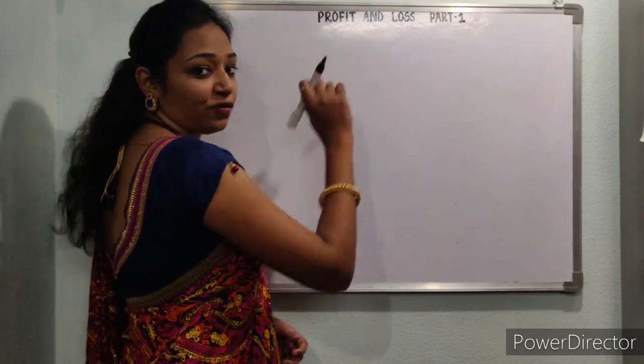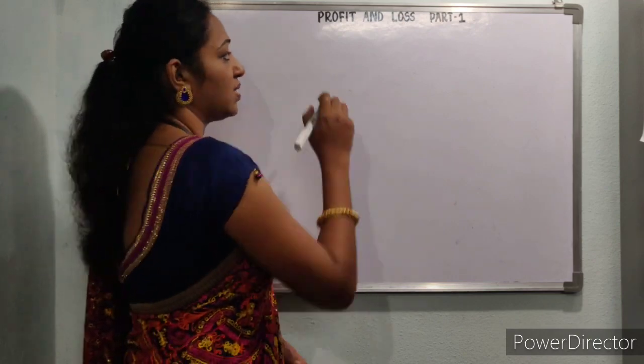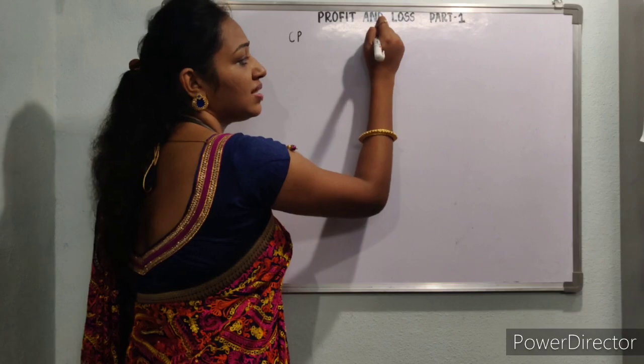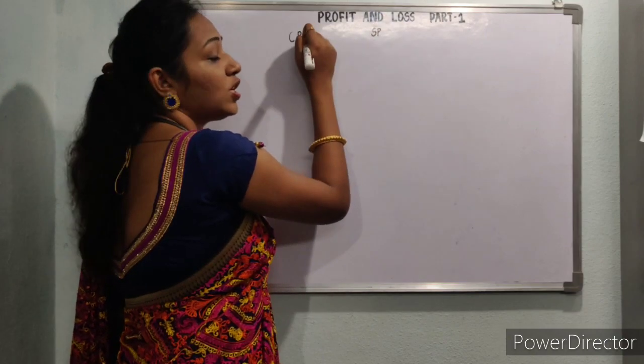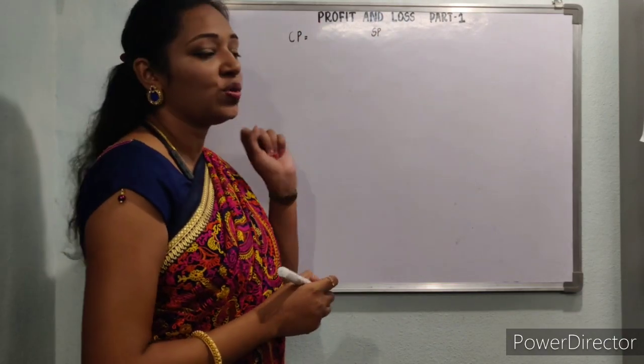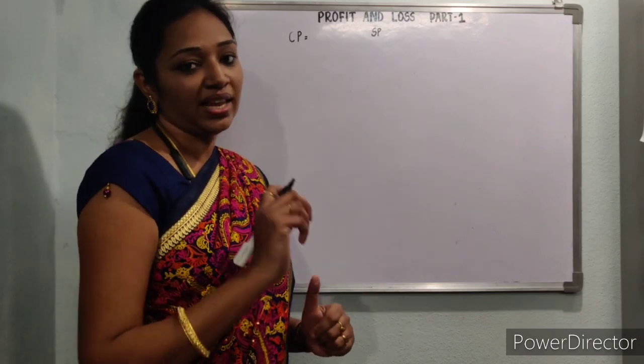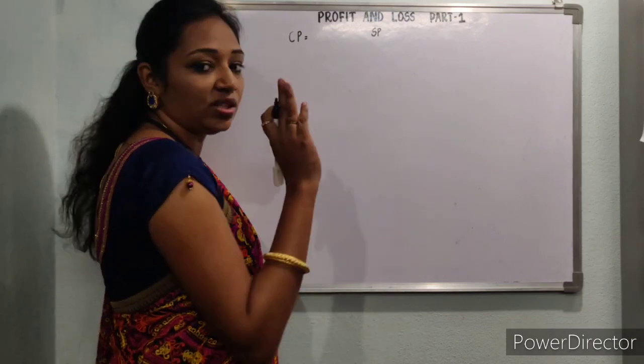Before knowing what is profit and loss, you have to know two terms. They are what is a cost price and what is a selling price. So cost price is the price for which you buy an article and selling price is the price for which you sell an article. Now we'll take two cases.